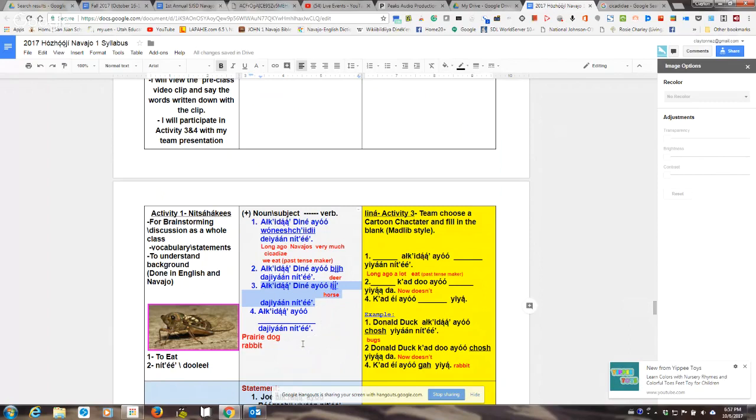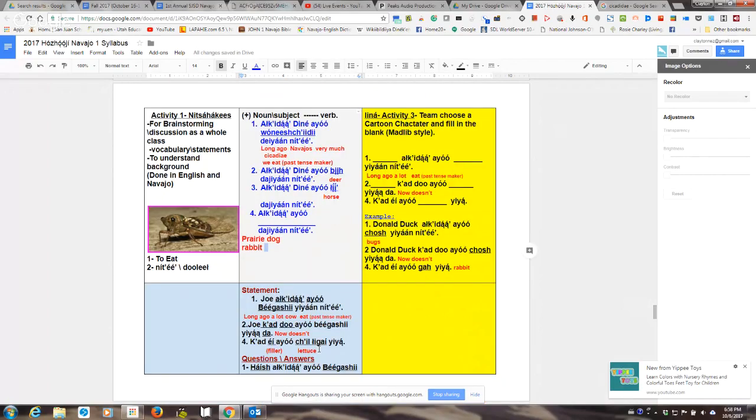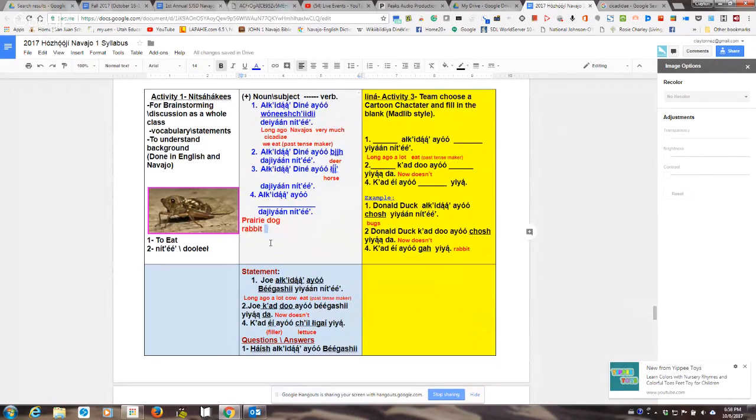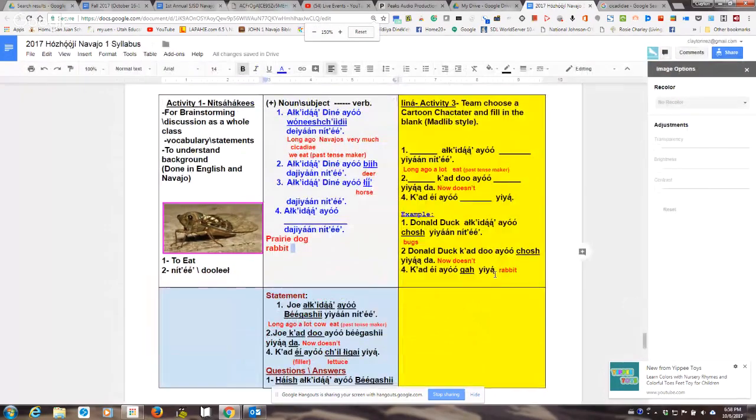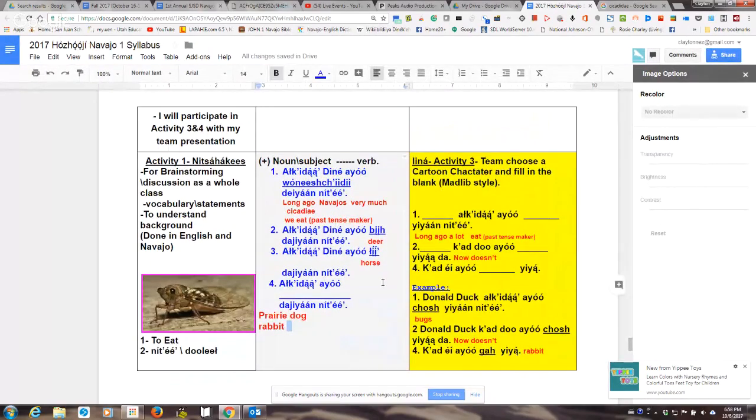Okay, in our brainstorming, we'll do maybe prayer dog, rabbit. I don't know, but you students, you'll decide. You help me out. Could be something more than that here. Alrighty, so let me make this a little bit bigger so you can see it. All right. So anyway, that's what that is. Let's go down a little further.